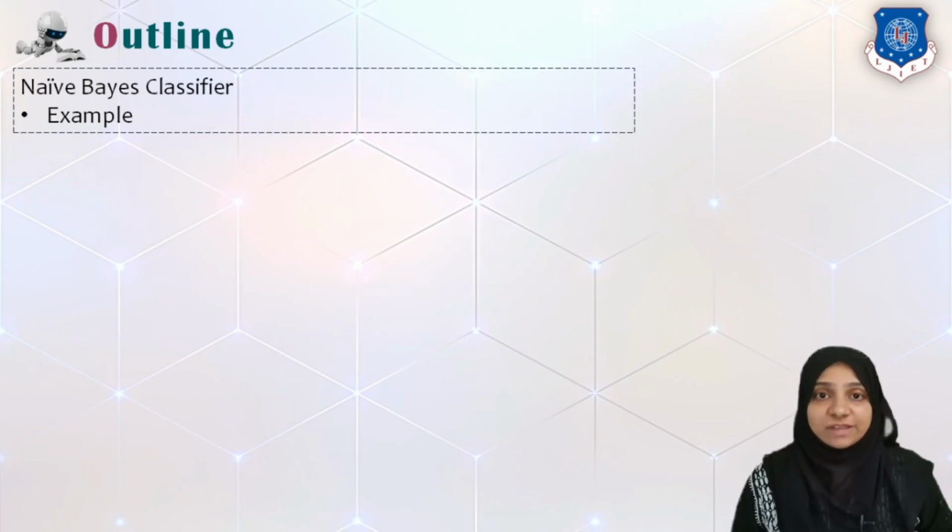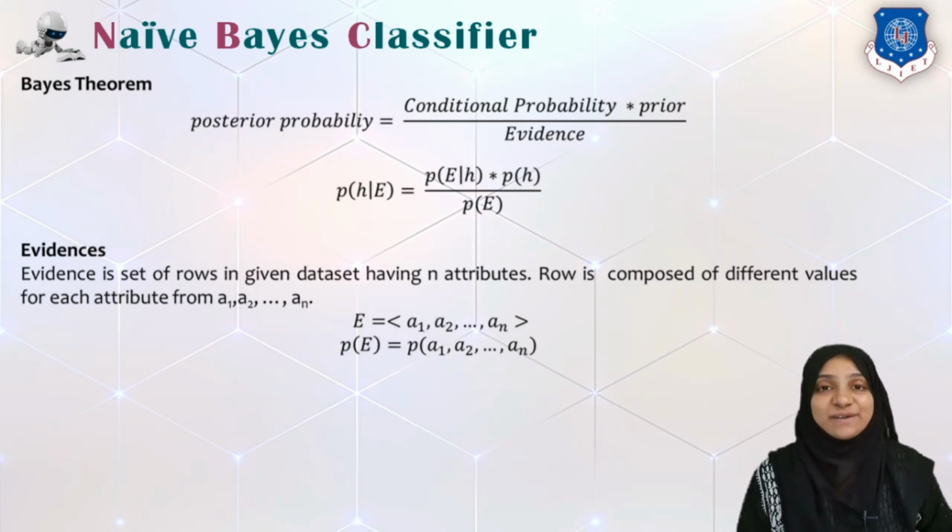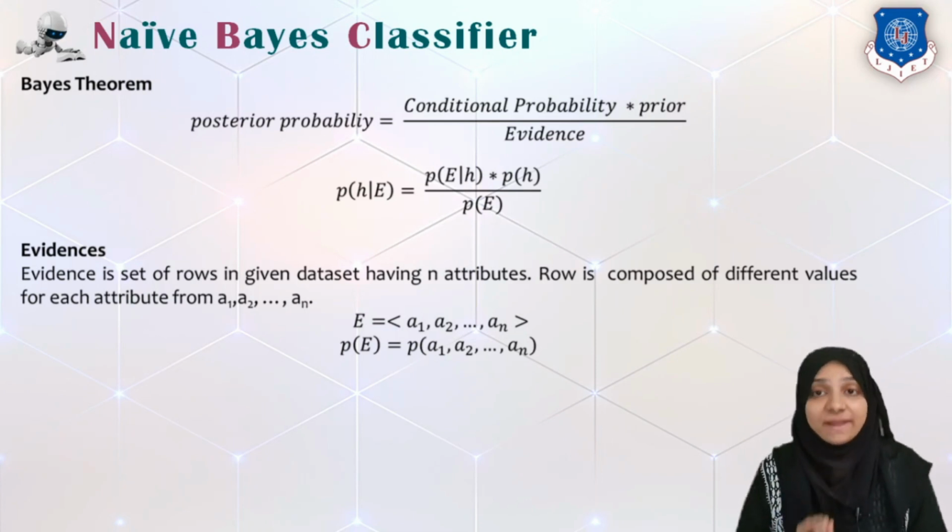Hi, in today's video we will study the Naive Bayes classifier. Now let us start with Bayes theorem. Bayes theorem for posterior probability states that it is conditional probability times prior divided by evidence.